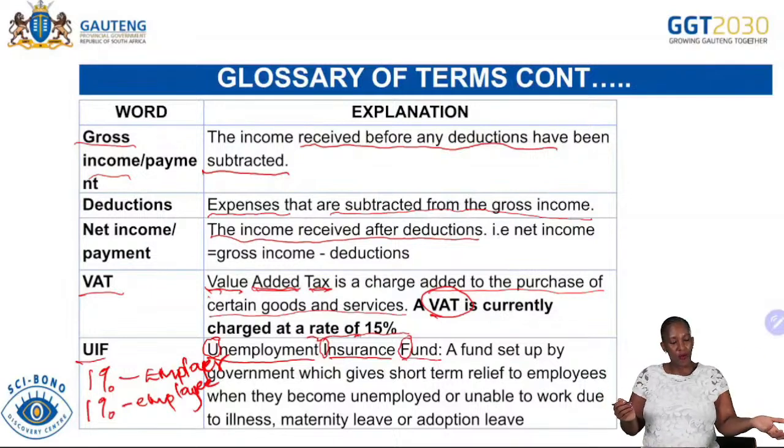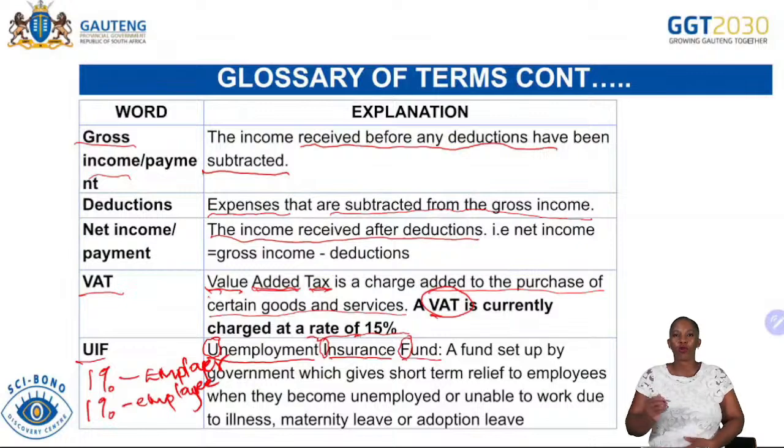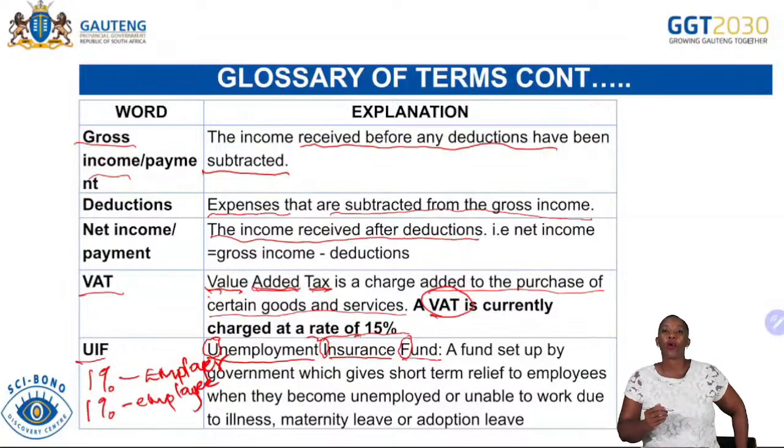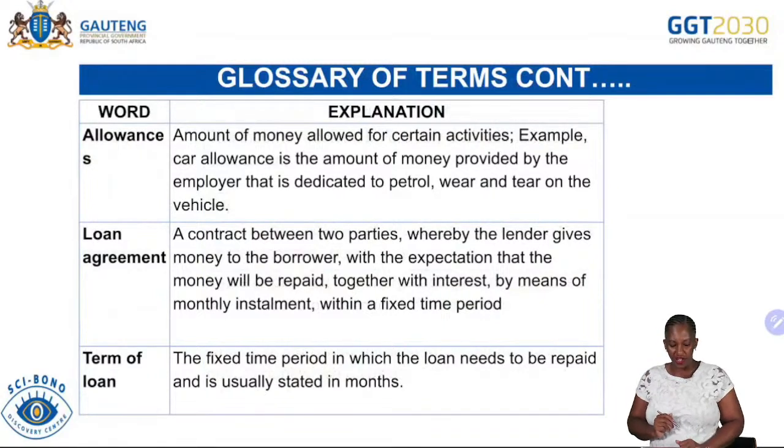The employer says, give me 1%, I'll also give you 1%, and then we put it together and take it towards the Unemployment Insurance Fund. So should you become unemployed, or should you be unable to go to work, you are able to go and claim, and as you claim, they'll be giving you a portion of what you have contributed. But we'll do that in detail when we do taxation.